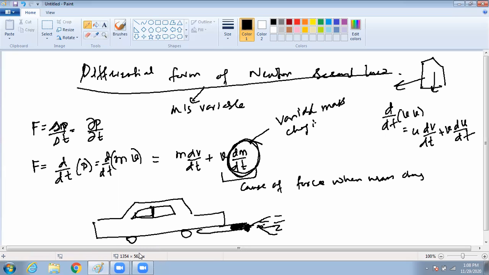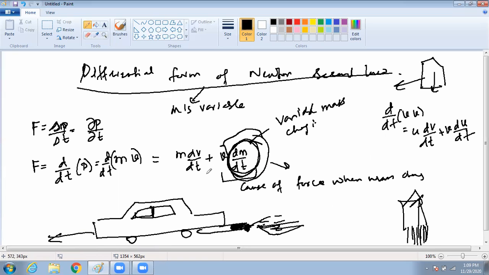I was very small. But when I went to 10th standard, I came to know that because there is exhaust, gas is coming out, the car is moving. Similarly, for a rocket, because the gas is coming down, the exhaust is going down, the rocket is moving. So this is the quantity which is actually responsible for the rocket to move up. If the mass does not decrease, if the fuel is not burning, the rocket will not move up. Understood? And what is this quantity? This quantity is the cause for velocity to change.